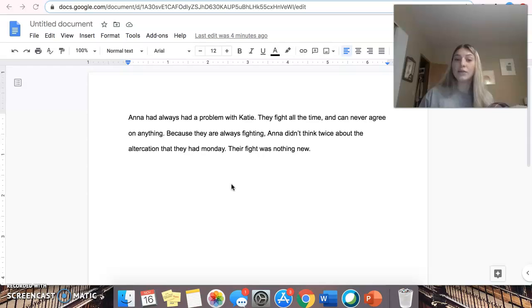So you can see I used the definition and it was in context of what the word means. So I use the word in my paragraph and it makes sense in there. So you want to make sure that the words make sense in the paragraph that you are writing. Don't just randomly put it in there. It needs to make sense in that paragraph.